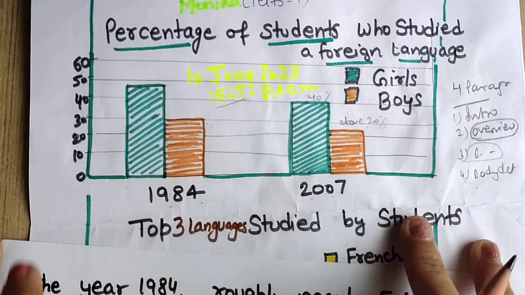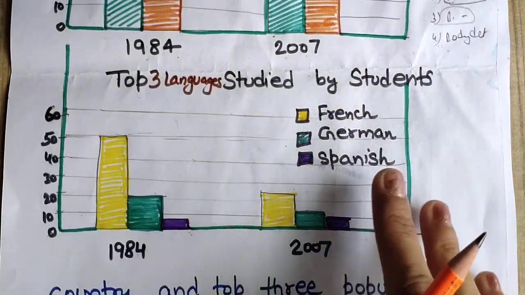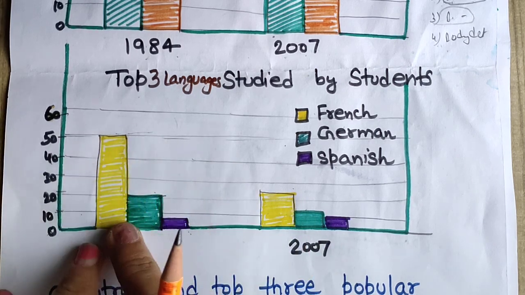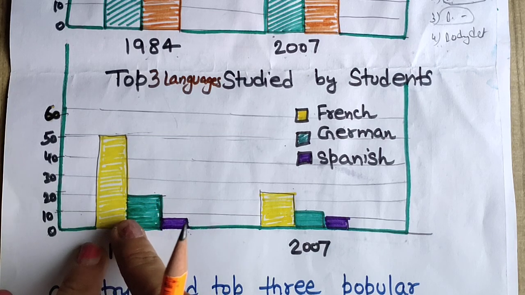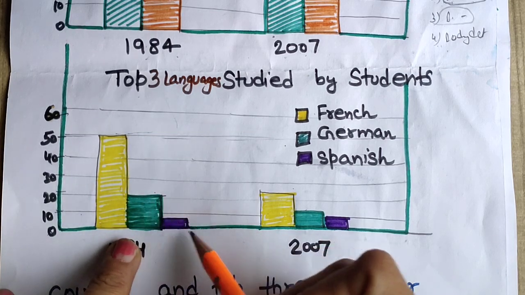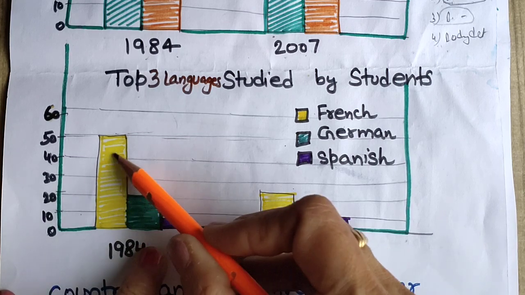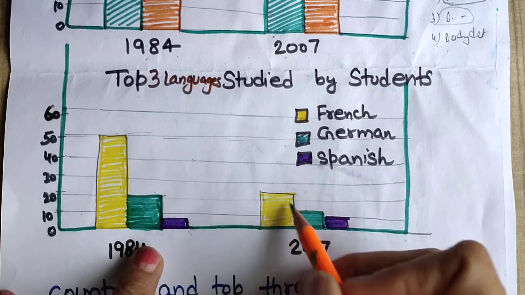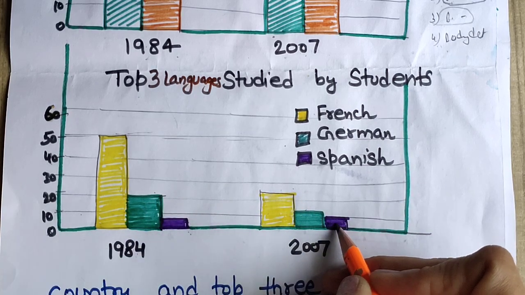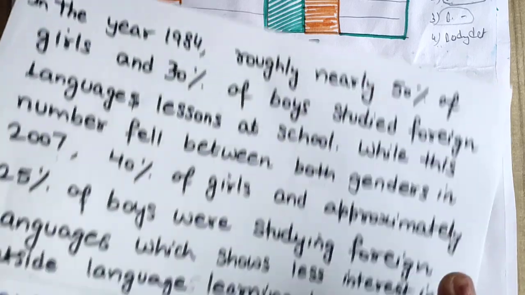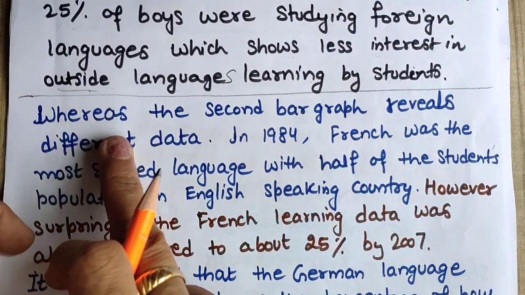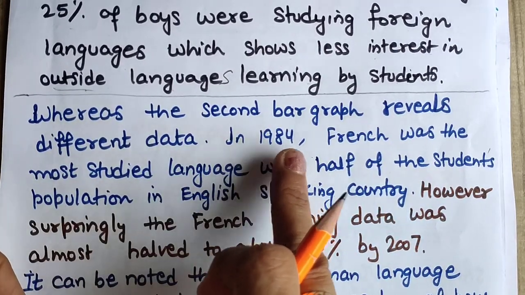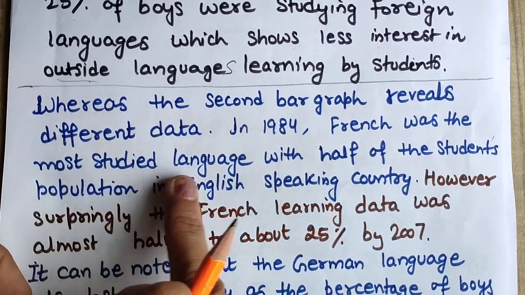Now coming to the second chart explanation. You can see this. As you can see, in 1984 to 2007, French was among the top choices by students, the second was German, and the third was Spanish. But the interest in these two languages was less as compared to Spanish. Spanish had improved. So how will we write this? Whereas, or on the other hand, the second bar graph reveals different data. In 1984, French was the most studied language.